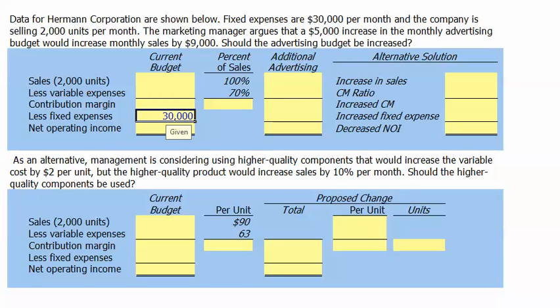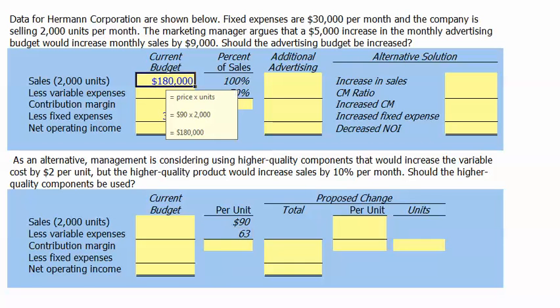Currently, our operating expenses, we are told, are 70% of sales. Our selling price is $90 per unit, and our variable expenses are $63 per unit. Let's begin by putting together our current operating budget.